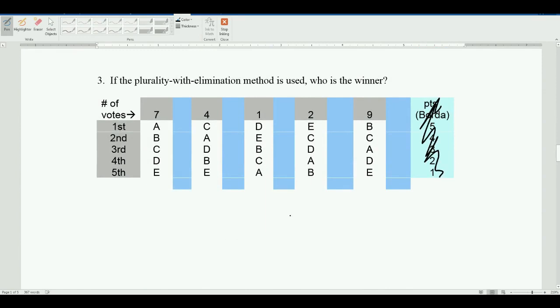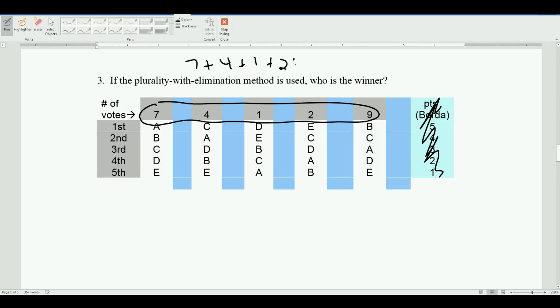So on this one, we're going to count the number of first place votes and see if we have a majority. Now first off, when you add those up, 7 plus 4 plus 1 plus 2 plus 9, that's 23 total. So you divide 23 by 2, which is 11.5, which means 12 is a majority.